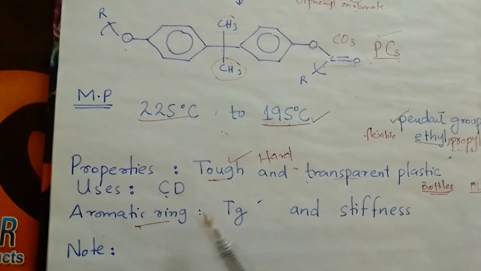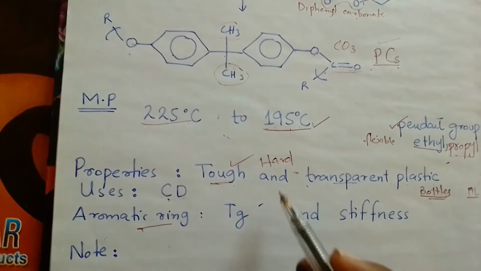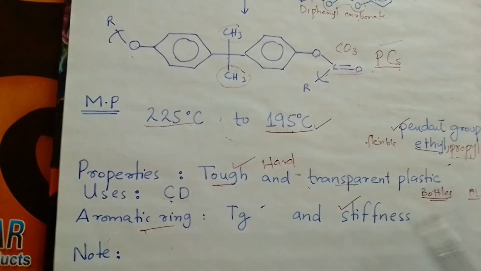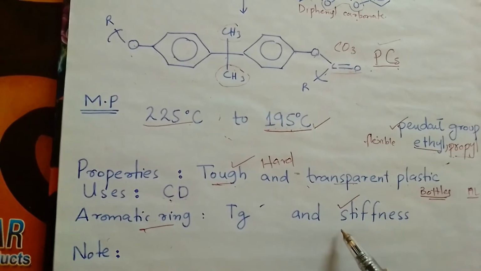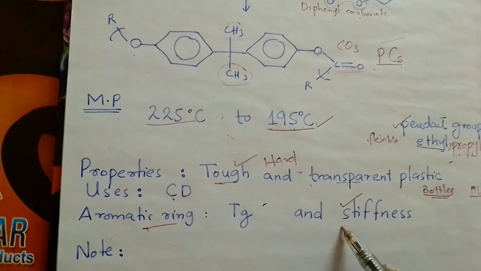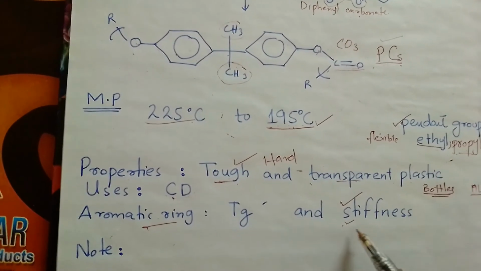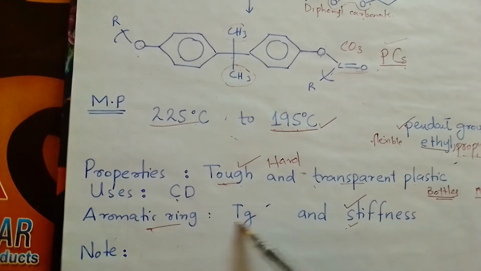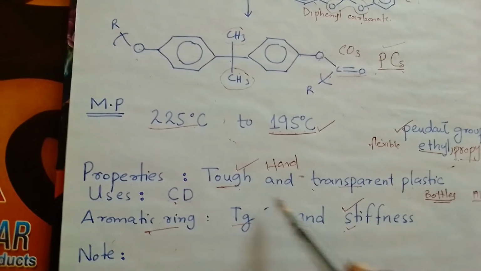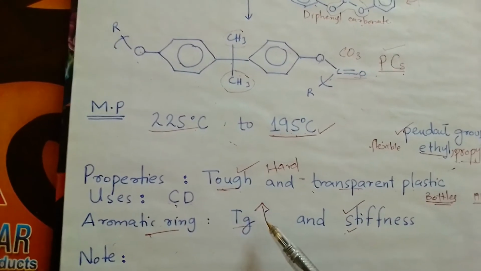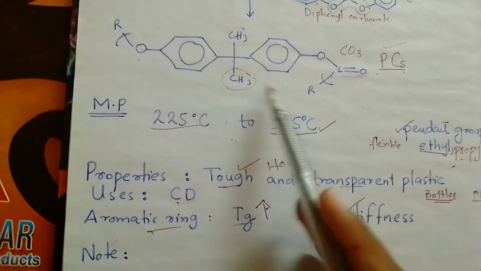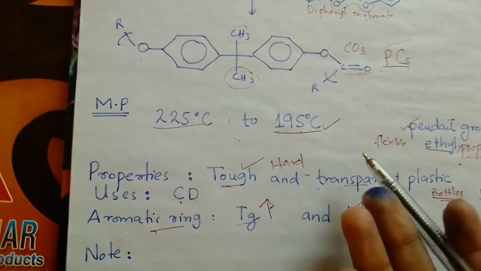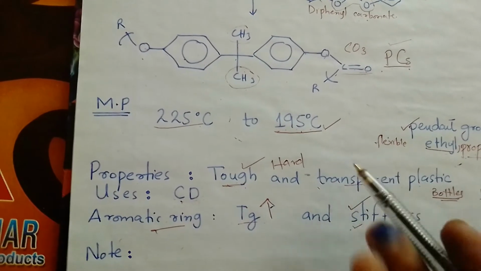There is an aromatic ring in the polycarbonate. This aromatic ring will increase the stiffness. Why will this aromatic ring increase the stiffness? Because the aromatic group is a group which provides stiffness. I have told this point earlier, a few minutes ago. So definitely, what will be the Tg? Tg will be higher. As we know, when there are stiffening groups, then Tg will definitely be higher. We have to provide more temperature for the chain mobility.